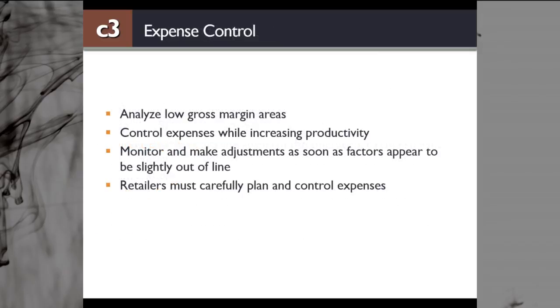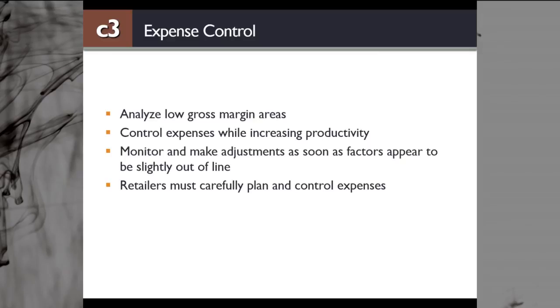All right, then expense control. You also have to control your cost of merchandise sold, but also the expenses. Because this is going to be a minus, right? It's going to be deducted when you calculate your profit. So you have to think about how you can control your expenses, if possible, how to reduce these expenses. For expense control, you have to analyze the low gross margin areas, right? And control expenses while increasing productivity. That's going to increase your profit, right?